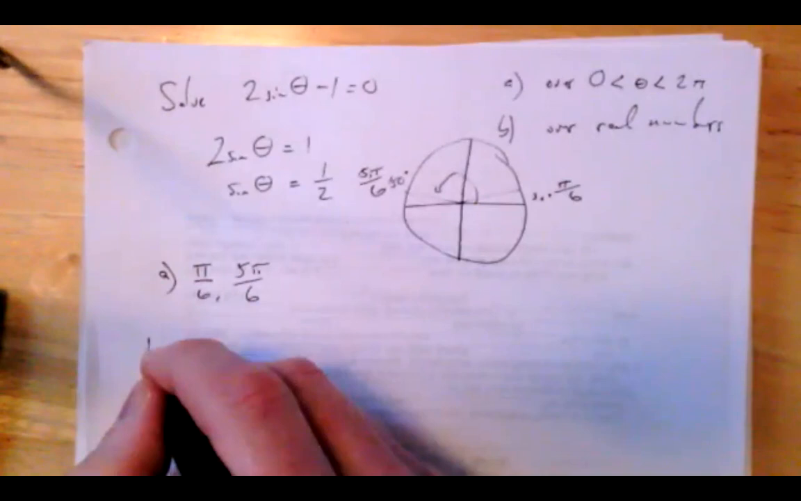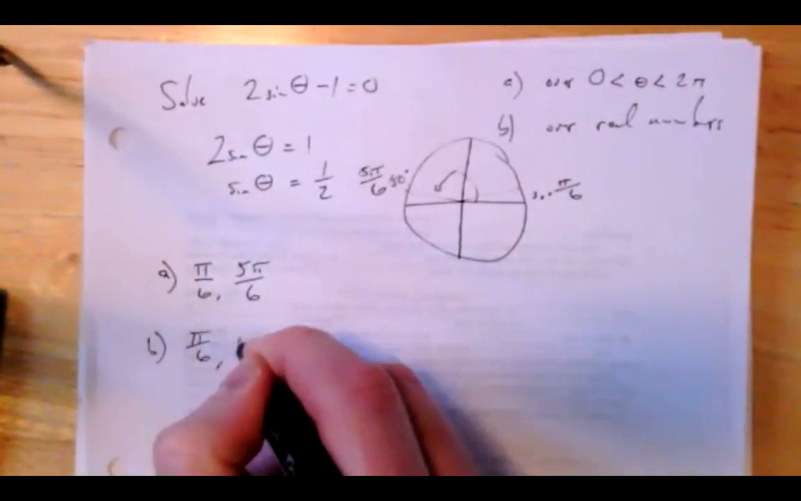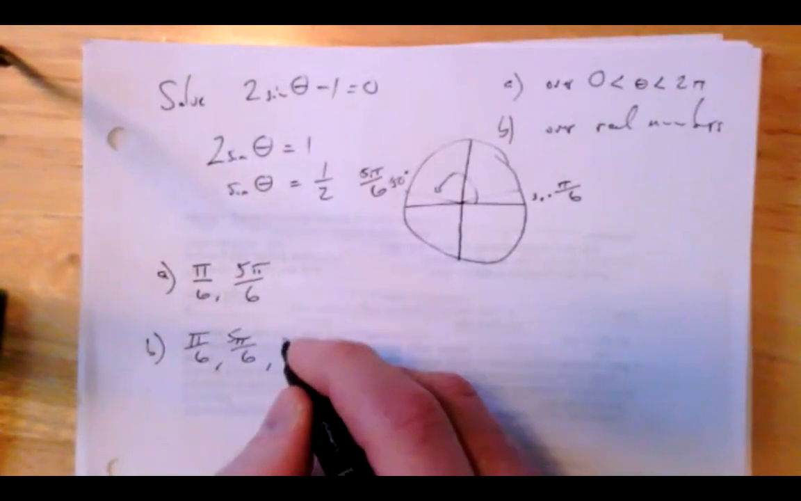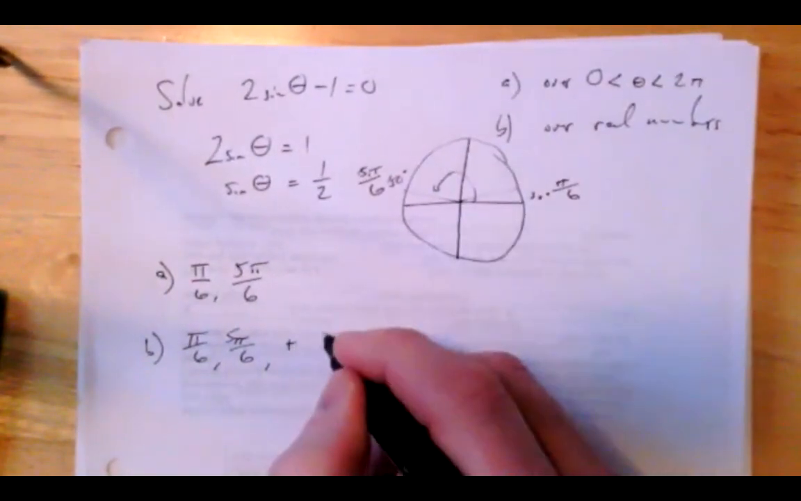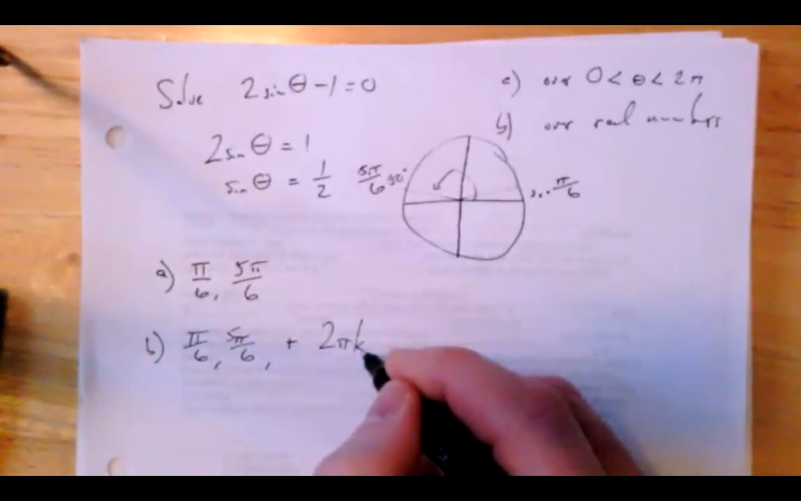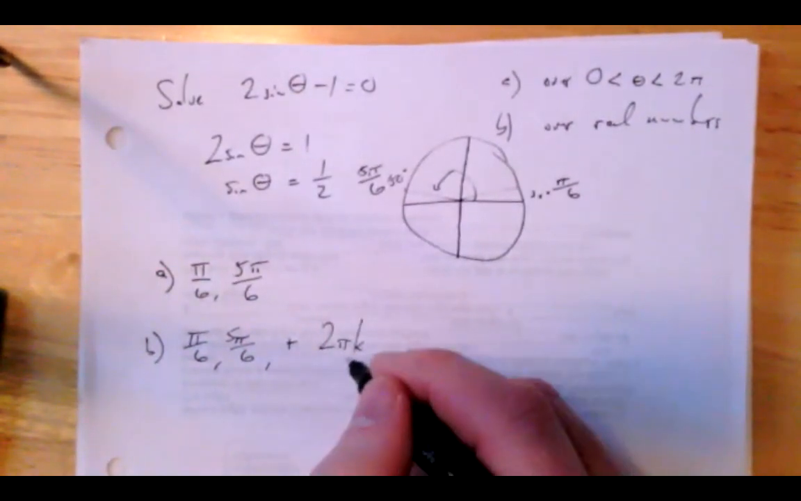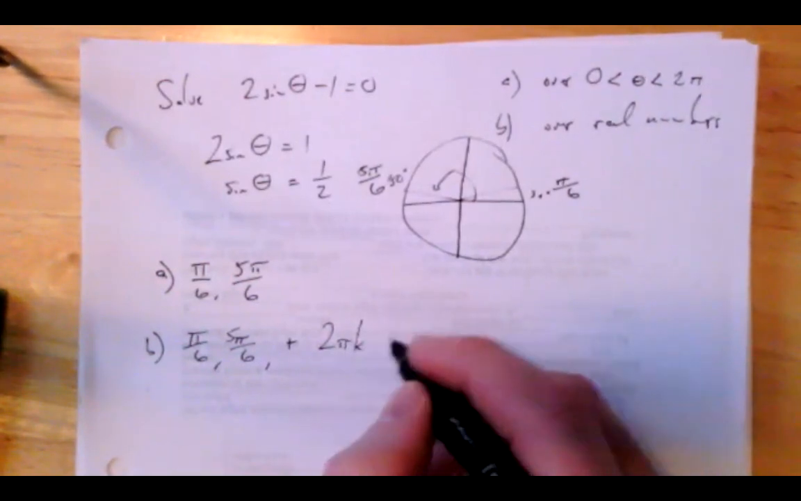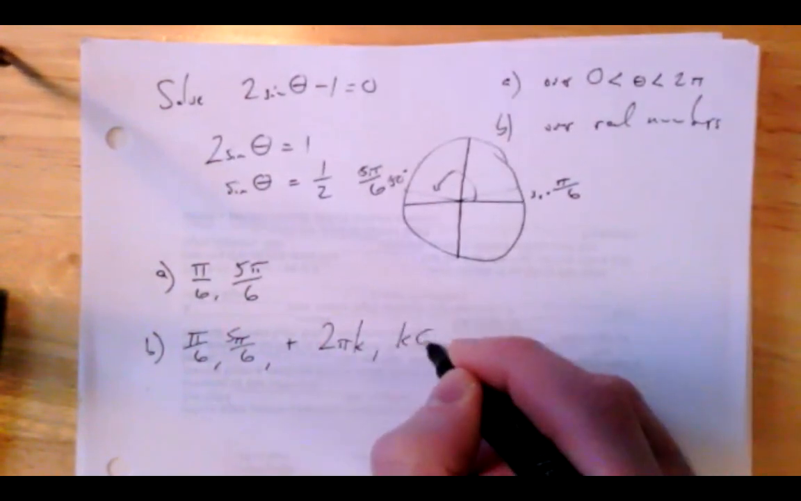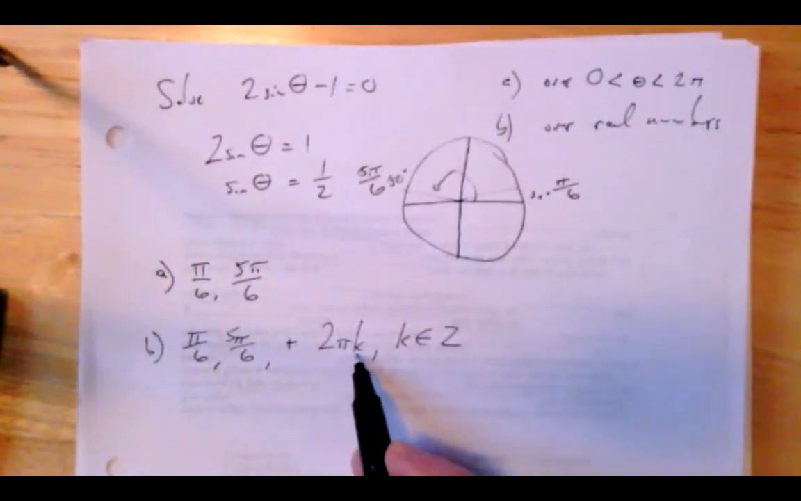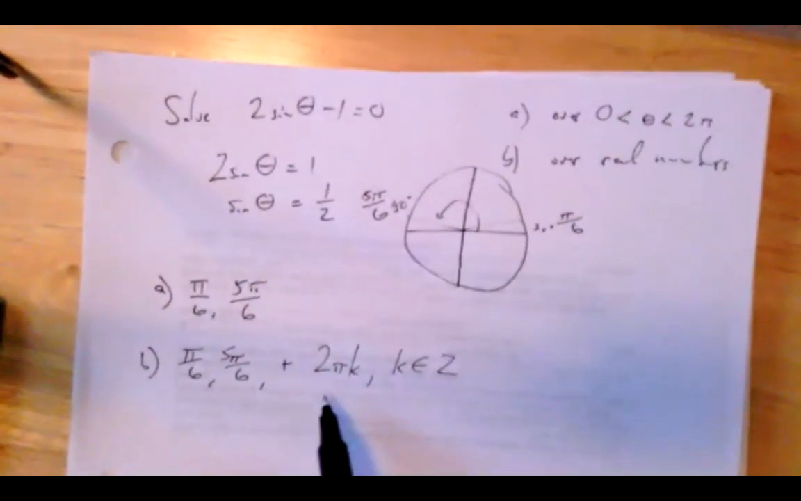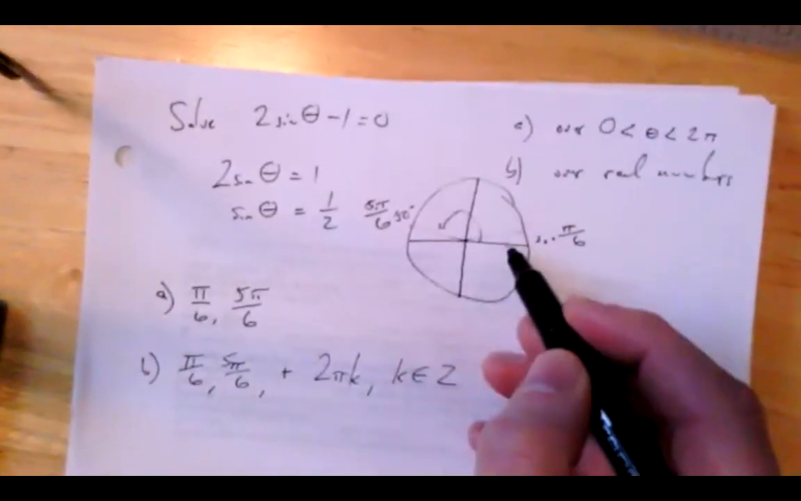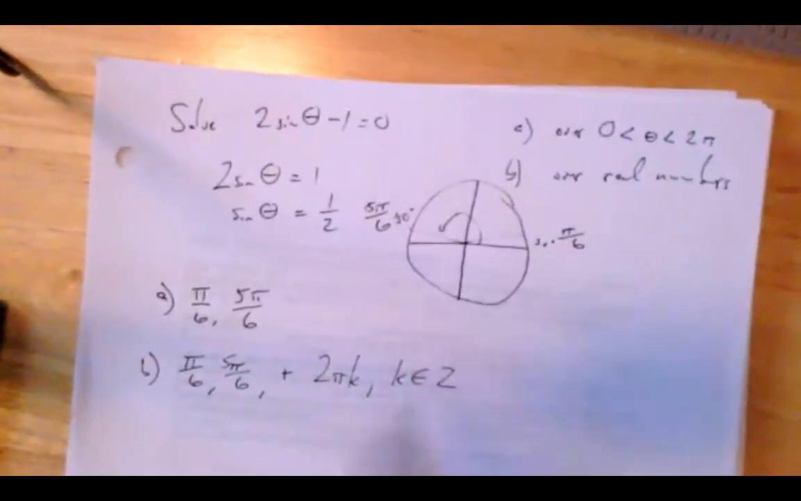For B, it's the same thing, but we add 2 pi times k. Some places in the textbook it uses n. I don't like it using lowercase n because capital N is natural numbers. It could be confusing. But in this case, you're saying k is an element of integers, which means it's positive or negative 1, 2, 3, 4, and so on. So it's just talking about these answers and all possible coterminal angles, doesn't matter which way you go around.